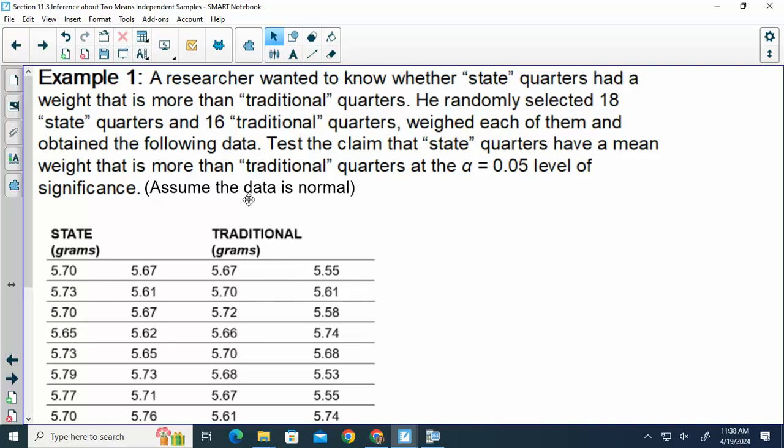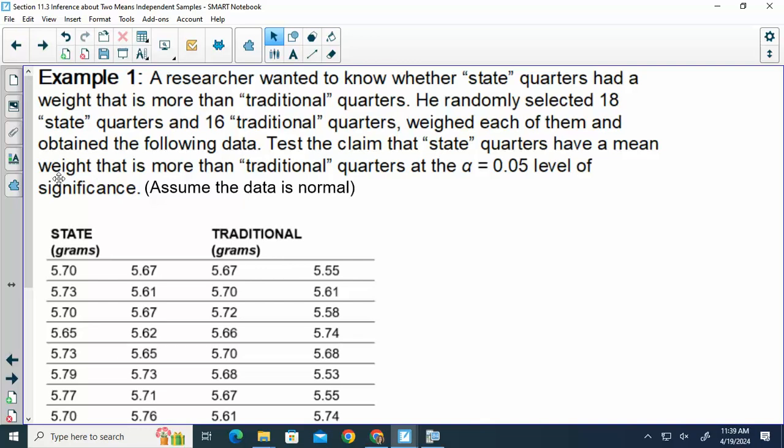No, I don't even have, for matched pairs, they have to be the same number in both sets, first of all. So that's a big red flag. But also, I just took a random state quarter and a random traditional quarter. It wasn't like they were minted in the same location on the same day or anything. There is no reason to link those together. So we have two totally different sets here.